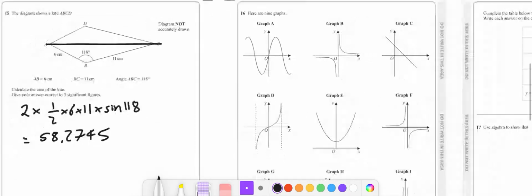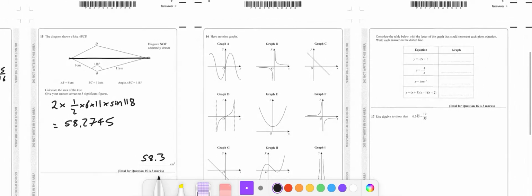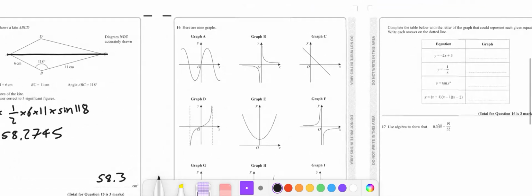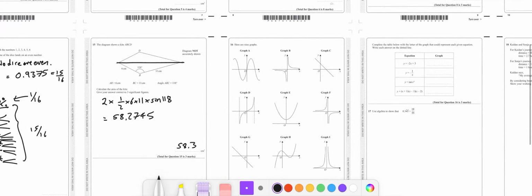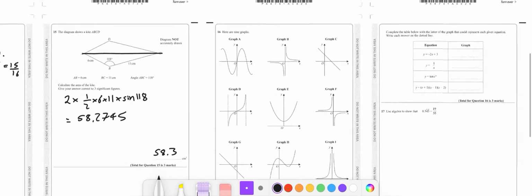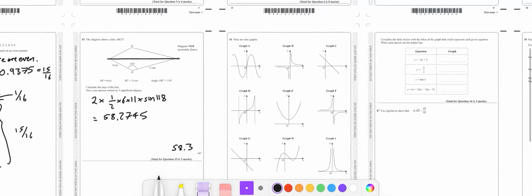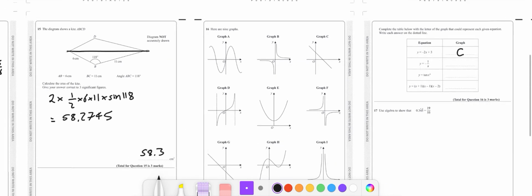There we go. Here are 9 graphs. Complete graph which should represent the equation y equals minus 2x plus 3. So we know that must be a straight line, so it's either going to be C or G. And the minus 2x, they're both negative gradient, which they both are, plus 3 means it crosses the y-axis at positive 3. So that must be graph C. So when x is 0, let's just check it out. When x is 0, y is 3. Yeah, so that's that one.